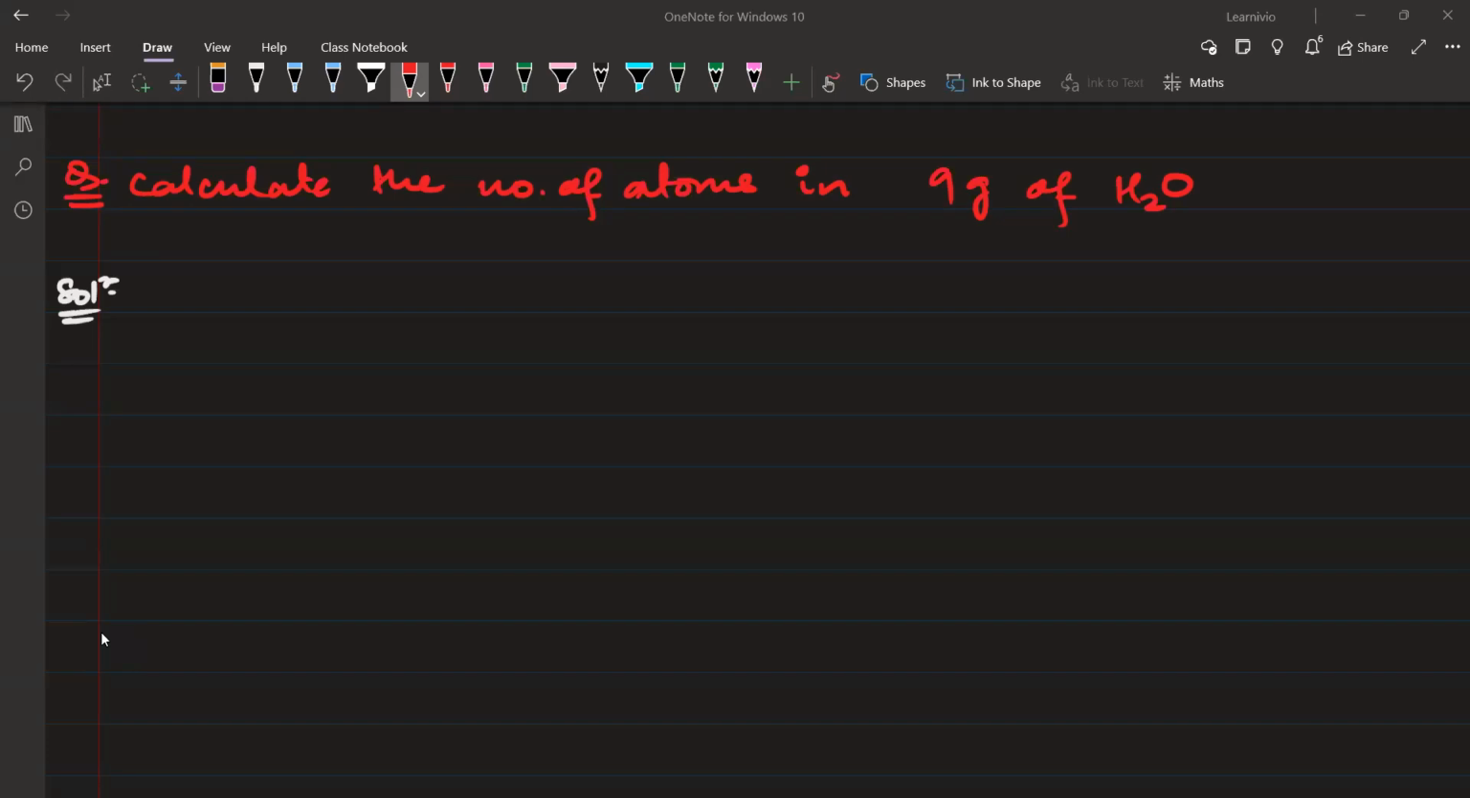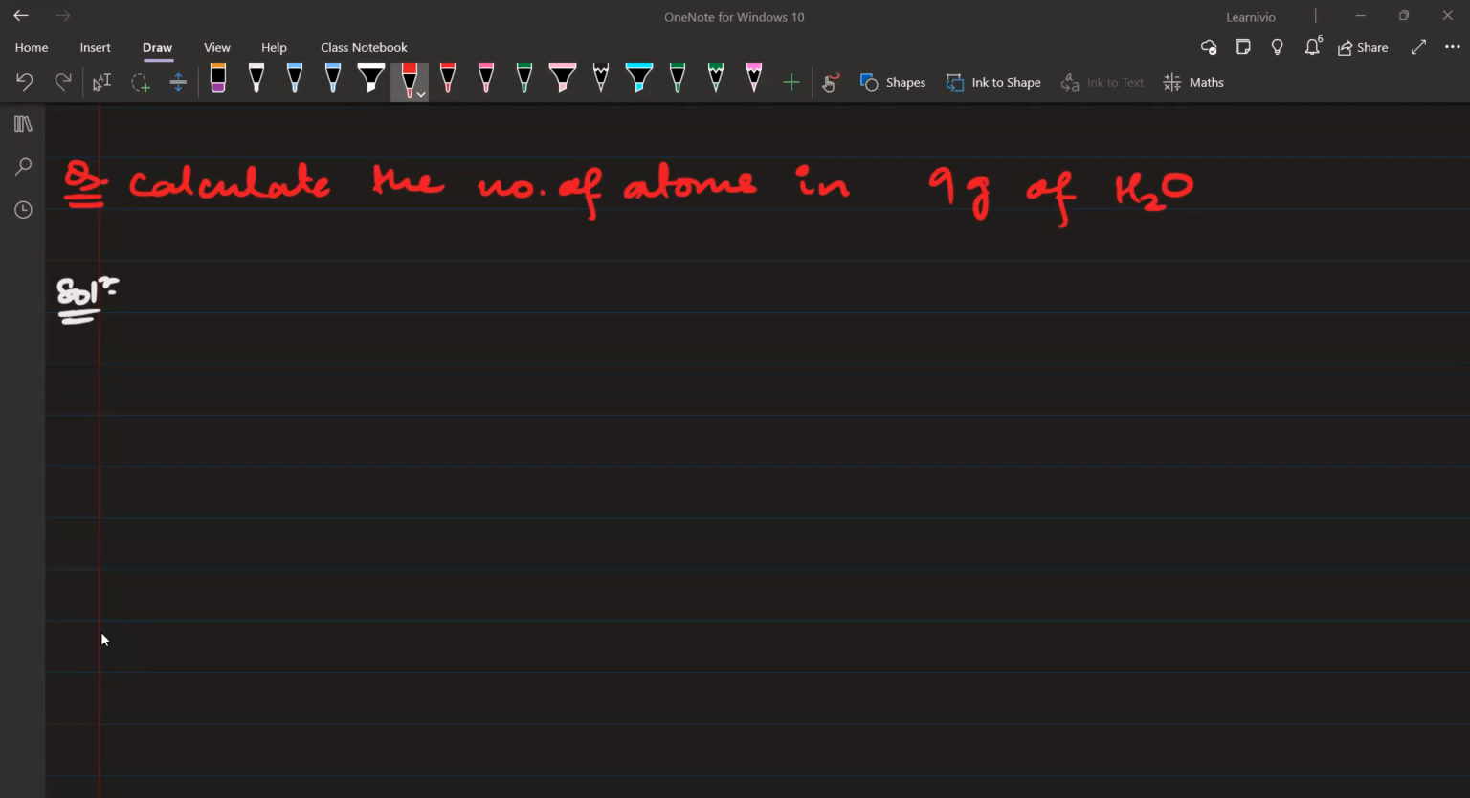Got the answer also. How to do this one? Simon, you know the formula for number of moles in terms of number of particles, the definition of mole as number. Yes, Shaima, tell me.